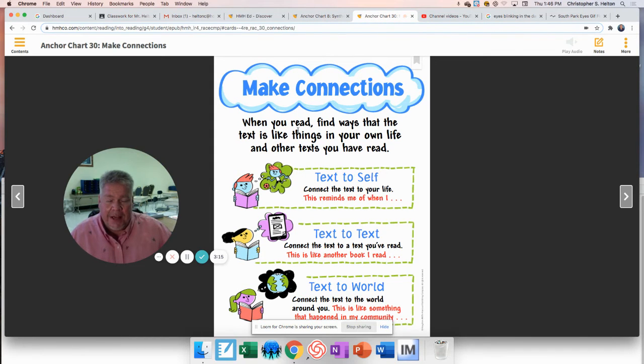Now, let's make some connections to our text. When you read, find ways that the text is like things in your own life and other texts that you have read. So we can connect the text we read to ourselves.